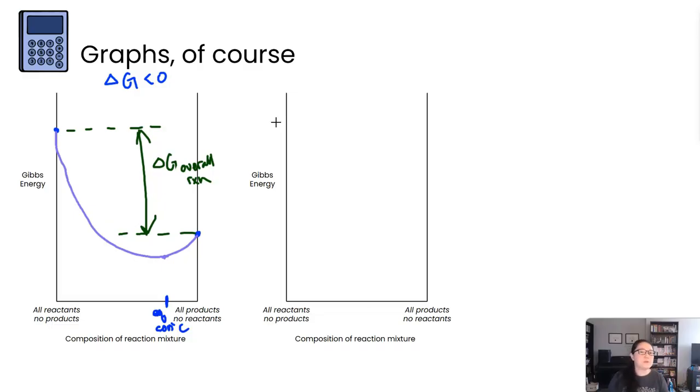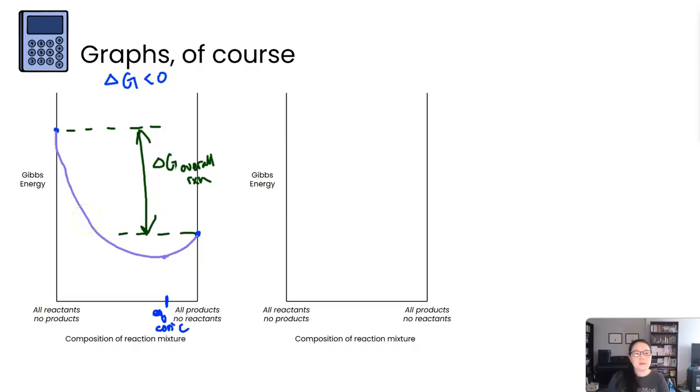Now, you're not always going to start with all reactants or all products. You might actually start somewhere in between. So if you have a mix of your reactants and products, you can still use this graph to figure out which direction your system is going to go. In the same way that you can calculate your reaction quotient, your Q values, to figure out which direction it's going to go, you can use the same sort of thing here.